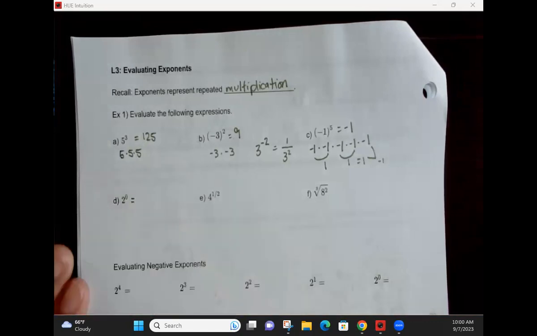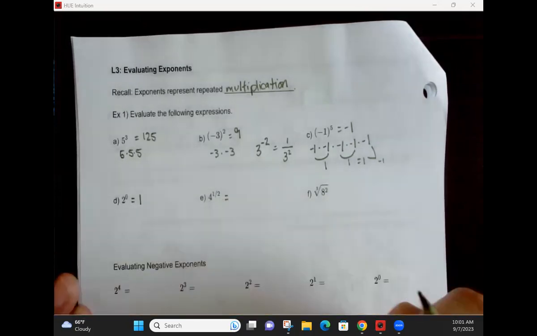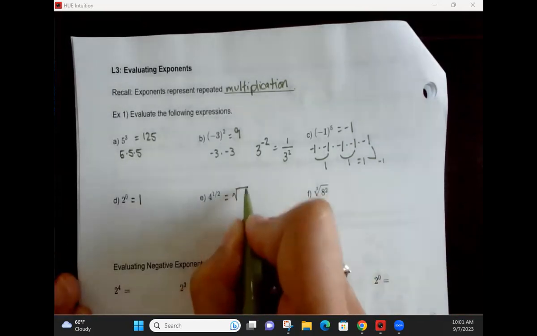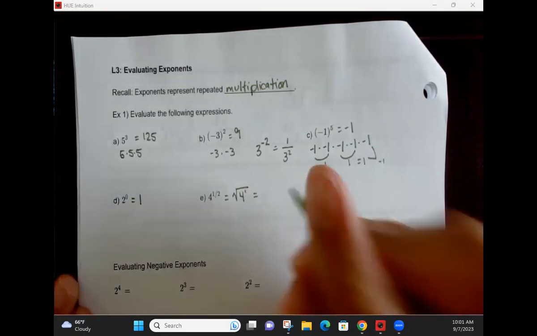What about 2 to the 0? Just 1. Anything to the 0 power is 1. Again, there's a little asterisk next to 0 to the 0, but that depends on the context. 4 to the 1/2 we saw last time. Remember that rational exponent means we are looking at the square root of 4 to the 1st power, and the square root of 4 is 2.